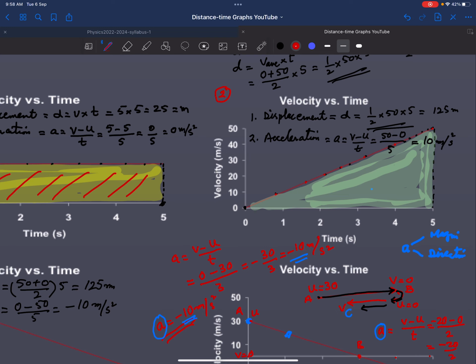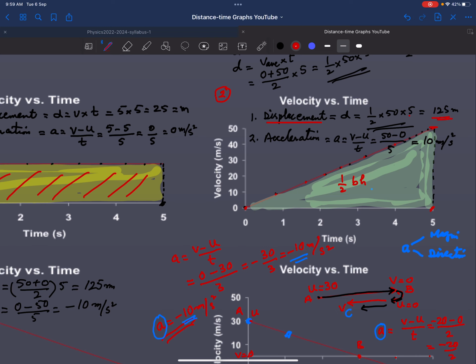The main thing is that you are considering displacement, and you calculate the displacement from the area under the curve. So here you have a triangle, and simply it is half base into height. Here you have the value of your height, and this is the base you have. So simply half into 50 into 5, you are getting 125.